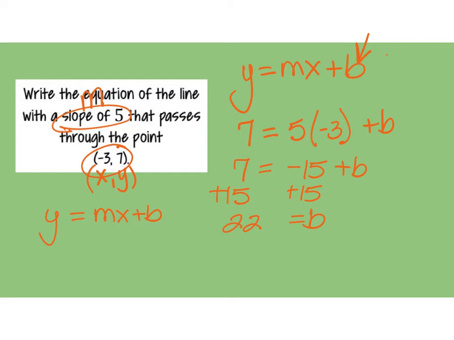So when I go to write my equation, remember, you always hear me say you need an m, you need a b. Our m is 5, the b is 22. So when I write my equation, y equals 5x plus 22.